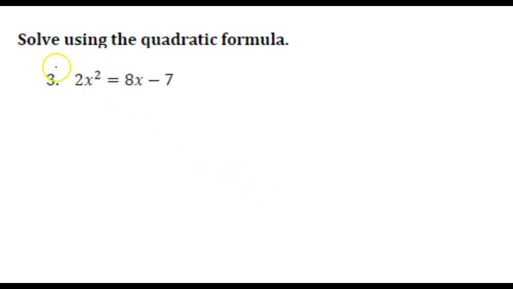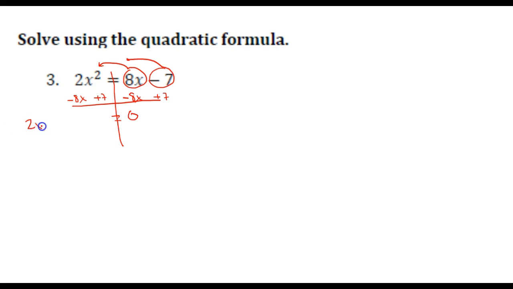Let's continue right along. We're solving using the quadratic formula. What we're going to do first is move all our terms to one side, and I'm going to do two steps in one this time. What is the opposite of a positive 8x? Awesome. And the opposite of a negative 7. Awesome again. So let's list this out. That would be 0 equals 2x squared minus 8x plus 7.